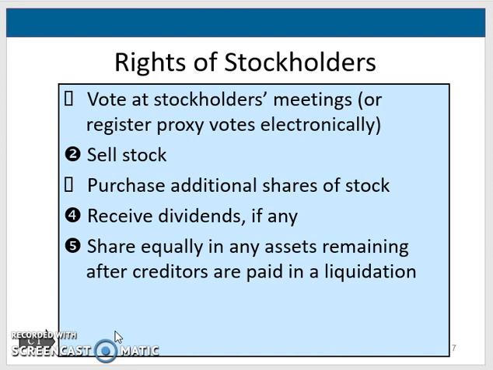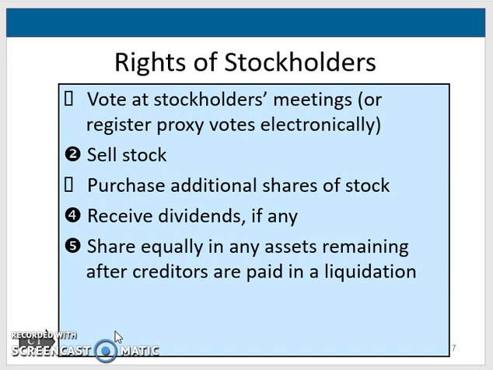And the next one is you have the right to purchase additional shares of stock. For example, it's called a preemptive right. So if you owned 10% in a company and they decided to split their shares, then you were entitled to buy the number of shares that would still allow you to keep that 10% ownership. They can't decide for you that you're going to lose that percentage of ownership that you had before.